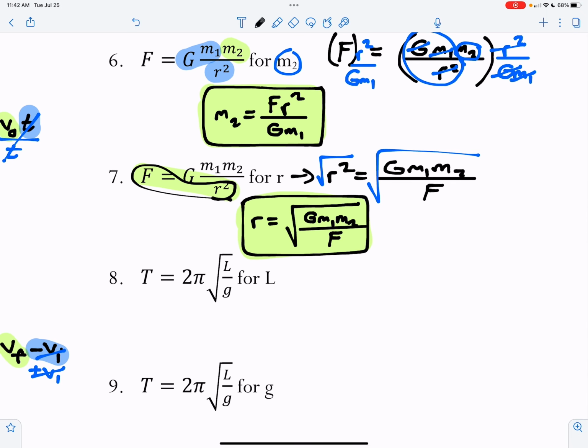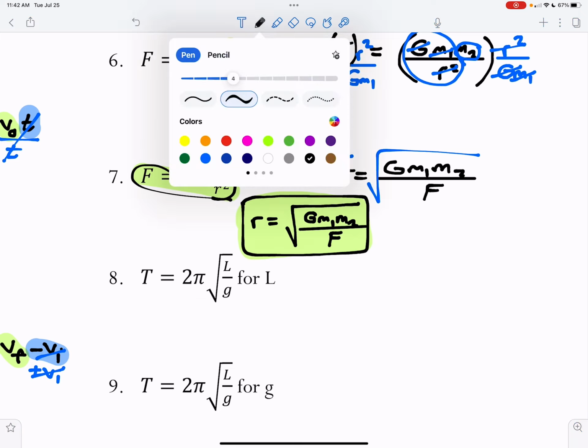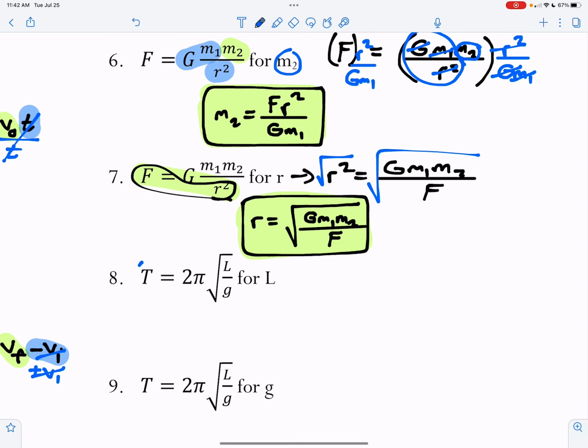Okay, number 8. We're solving this equation for L. Now notice L is trapped under the radical. So the very first thing I might do is square both sides. So I'm going to square the left side t, and I'm going to square all of the right side right here. This will get written as t squared on the left equals, now if I square the 2 pi, I get 4 pi squared. And when I square, the radical just goes away. So I'm left with L over G.